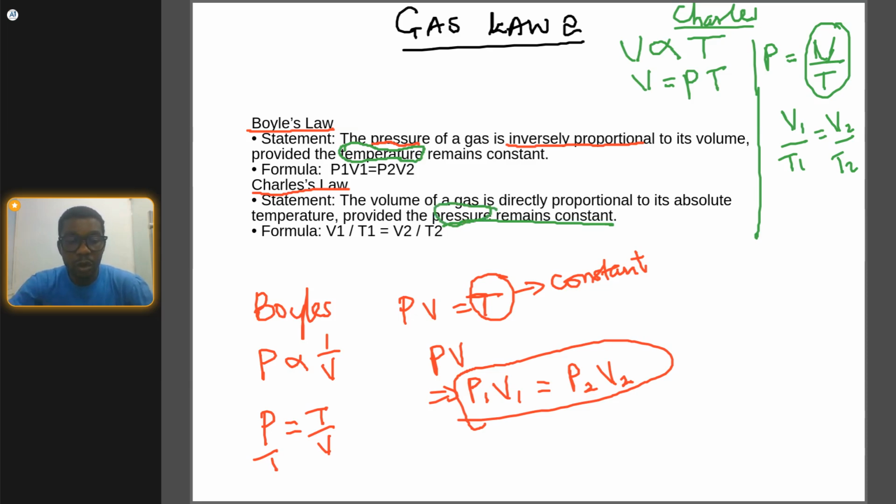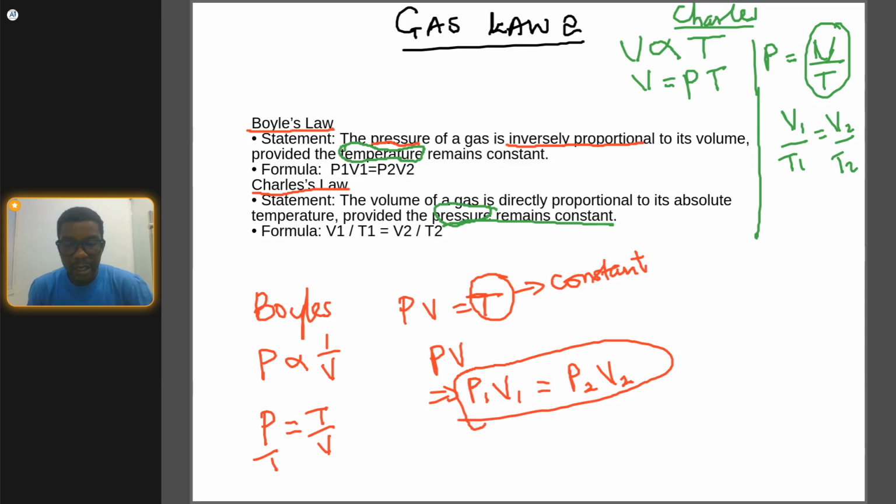So you have to take note of those keywords in the law, because questions can be coined out of those statements. In Boyle's law, the temperature remains constant, and in Charles' law, the pressure remains constant. So this is for Boyle's law and Charles' law.